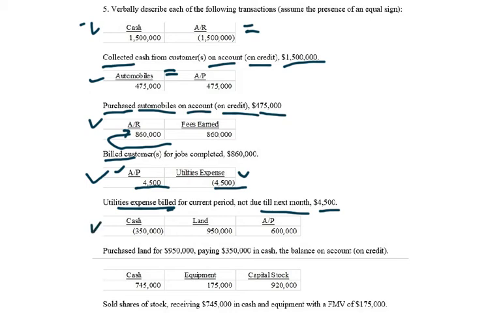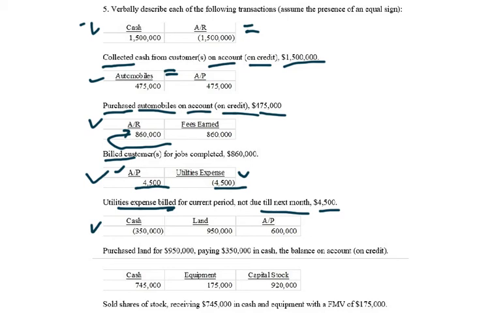Right, here's another example of a compound entry because we have three elements at work here. So again, what's happened here? So you see cash went down 350, land went up 950, and accounts payable, not necessarily realistically what we're talking about here, but again, went up 600,000. More realistic would probably be something like mortgages payable, in fact, not accounts payable.